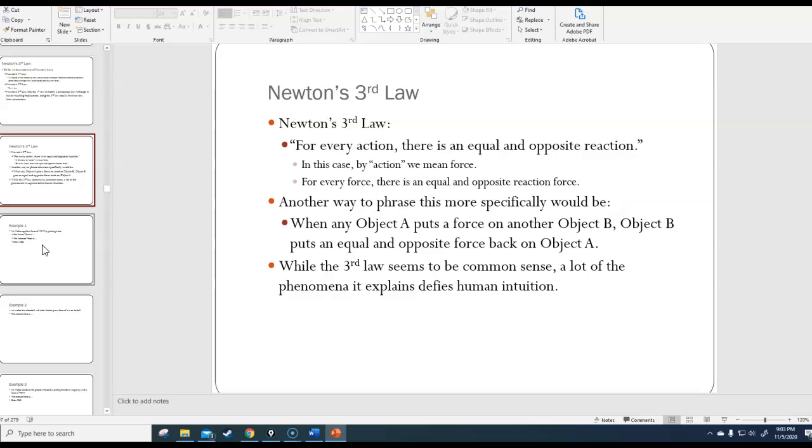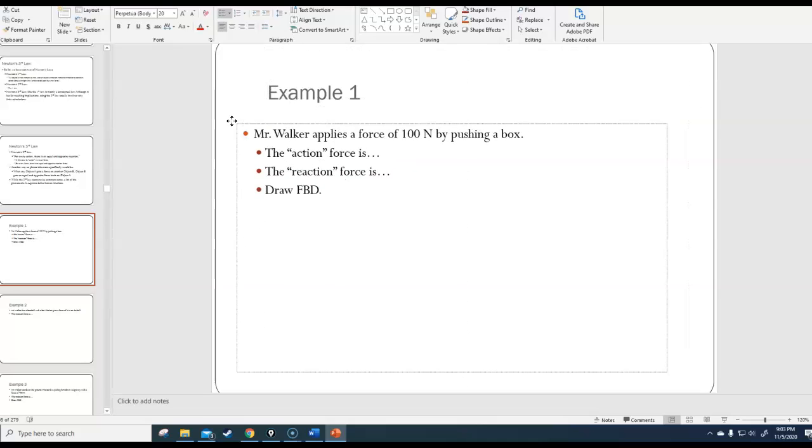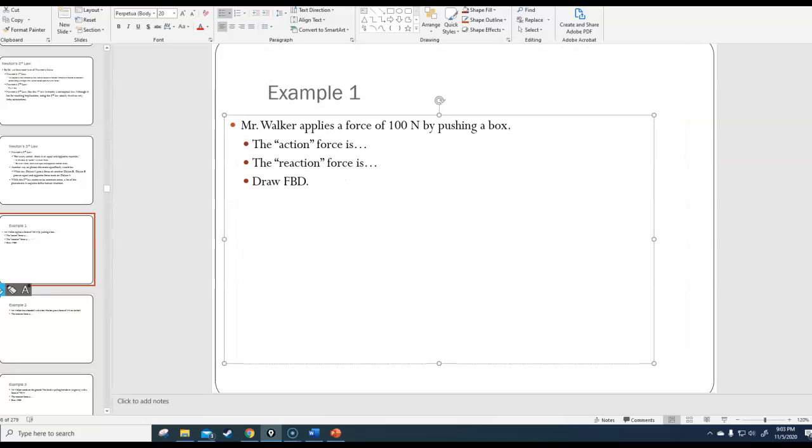Okay, so example 1 says Mr. Walker applies a force of 100 newtons by pushing a box. Alright, so let's identify the action force. Actually, let me maybe type this out rather than write it out. It might be a little easier. The action force is Mr. Walker pushes on the box with 100 newtons.